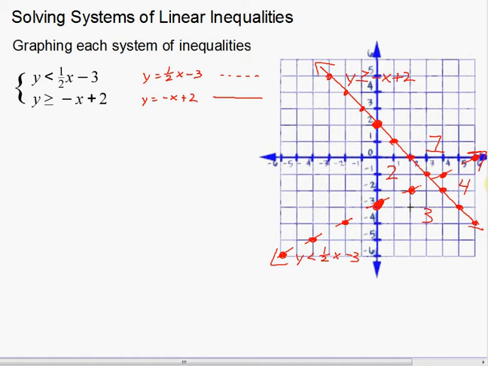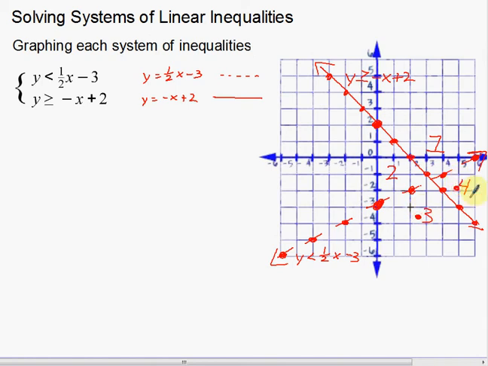Okay, so now I just have to figure out where to shade. My version of doing this, now you can plug in points if you want to, is simply reading this to myself. The y's that are smaller than this line. So I'm going to go back over here. The y's that are smaller than this line. As I look at this line, the smaller y's are going to be down. So that means region 3 down here or region 4 over here.